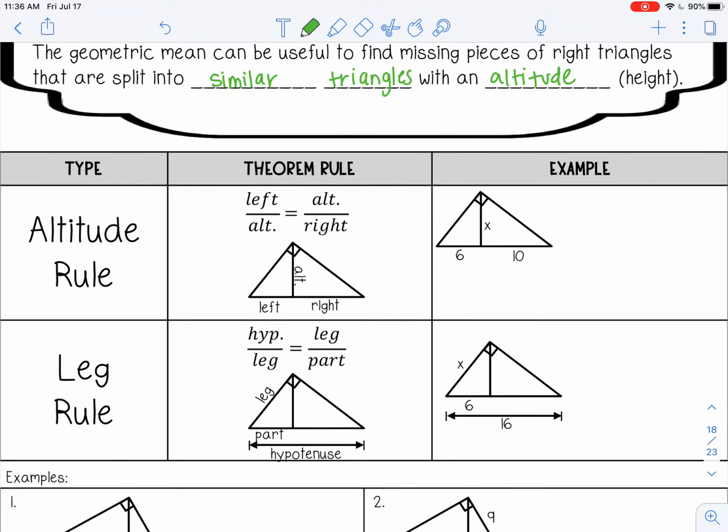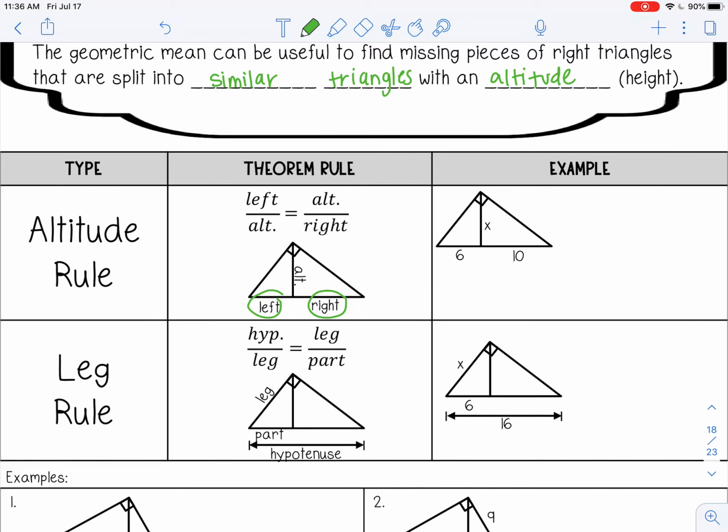So an example of an altitude rule is when you're given the altitude, which is this piece here. An altitude is just a height. And then you're given pieces of the base. So the rule for that is left over altitude equals altitude over right. And as you can see in this diagram, here are left and right.